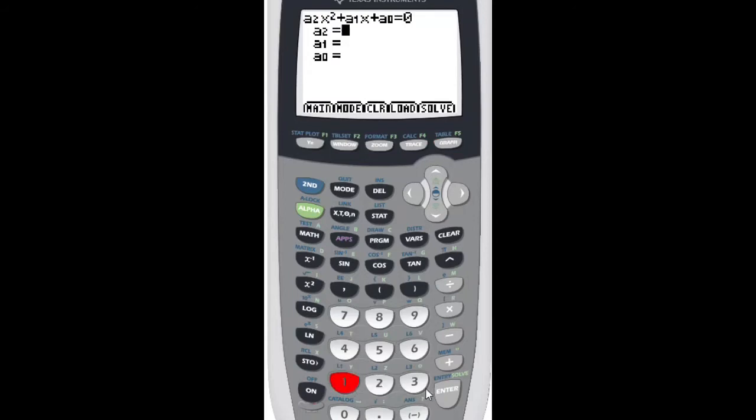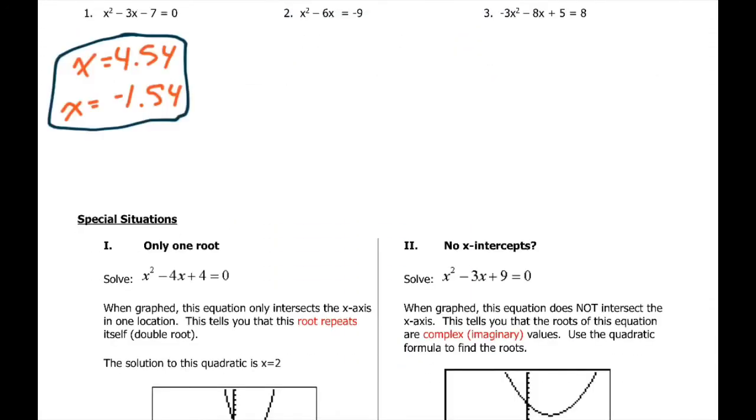And now we type in the coefficients of our quadratic. So we're going to type in a 1, because that's in front of x squared, a negative 3 in front of the x, and a negative 7 as our constant. And then you click solve, and those are our two solutions. x equals 4.54, and x equals negative 1.54. And that's it.